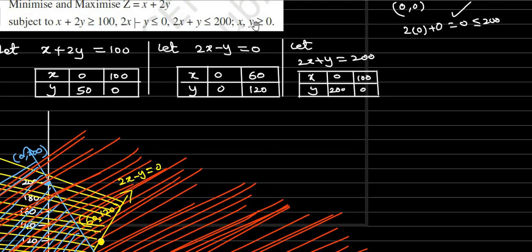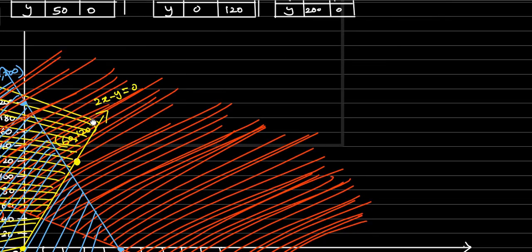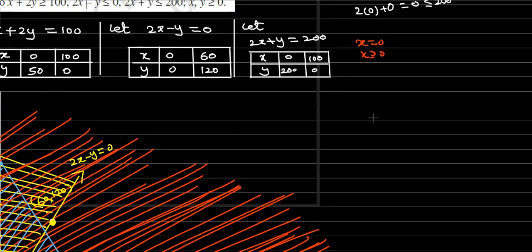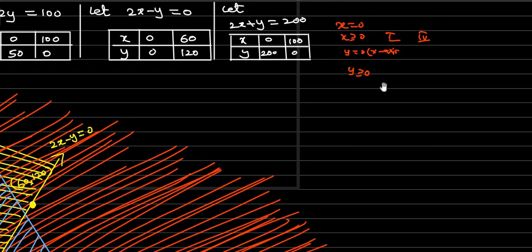If you convert the other inequalities, x equal to 0 means the y-axis. x greater than or equal to 0 means the solution space is the first quadrant and fourth quadrant. Got it? Now in the same way, the second inequality is y greater than or equal to 0. Converting it to an equation, y equal to 0 is the x-axis. Y greater than or equal to 0 means above the x-axis, so the first quadrant and second quadrant are the solution.